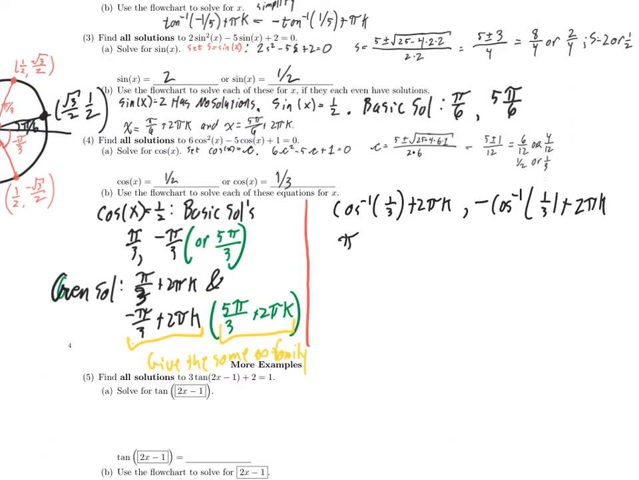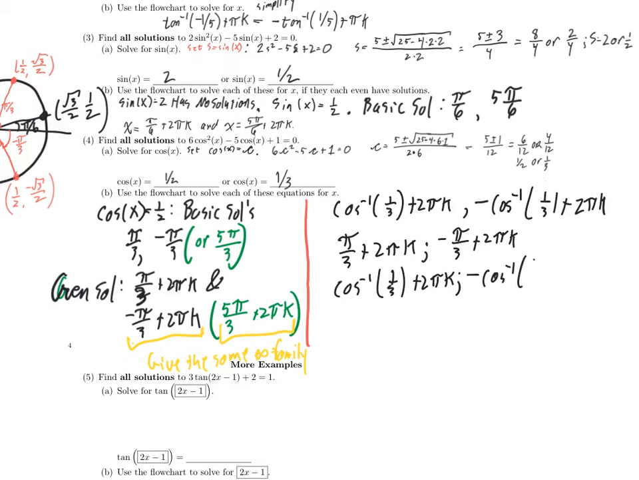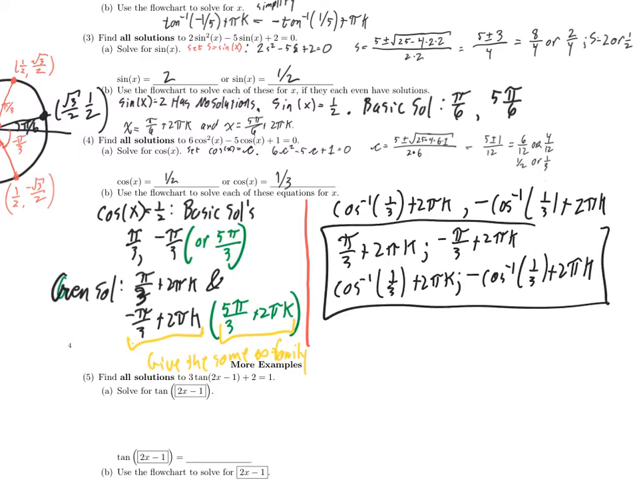It's pi over 3 plus 2 pi k, negative pi over 3 plus 2 pi k, cosine inverse of 1/3 plus 2 pi k, and negative cosine inverse of 1/3 plus 2 pi k. Nice.